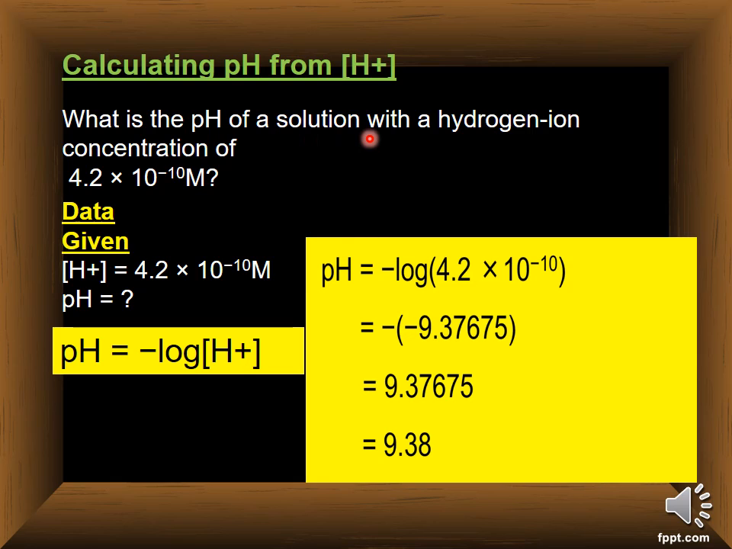Now calculate the pH from the H positive ion concentration. What is the pH of a solution with a hydrogen ion concentration of 4.2 times 10 power negative 10 molar? In the data, the hydrogen ion concentration is given and pH is asked. The formula you know: pH is equal to negative log H positive ion concentration. Just put the value in the calculator, type negative log, write the value, press equal, and you will get the answer 9.38. Let me know, boys, 9.38 pH means acidic or basic? Perfect, basic.